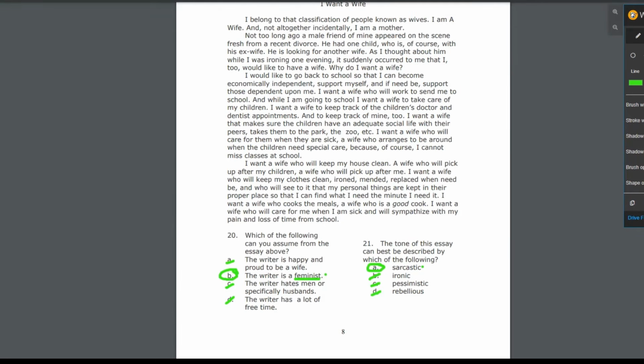Cool. So as I was going through, I was making notes of just small things that they would want you guys to know. So you see how tone would be something that you would have to familiarize yourself with.